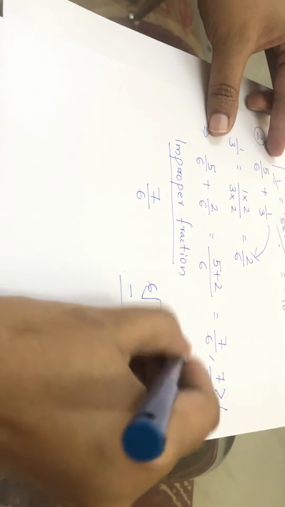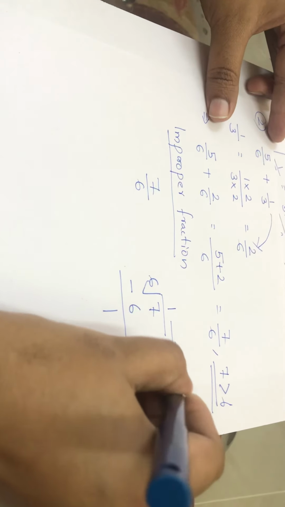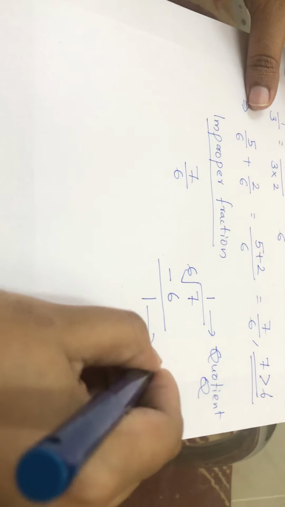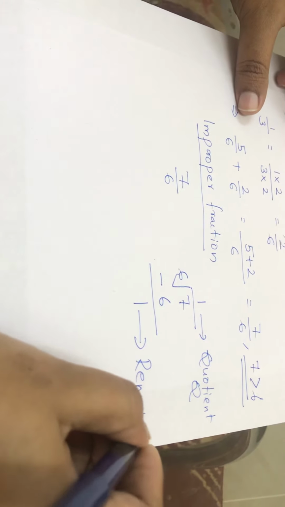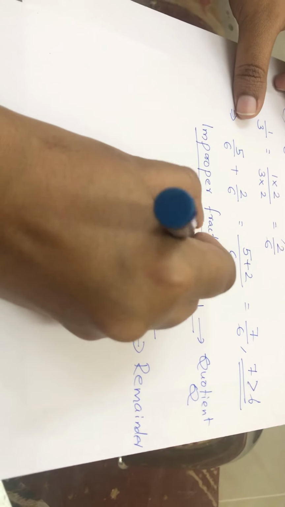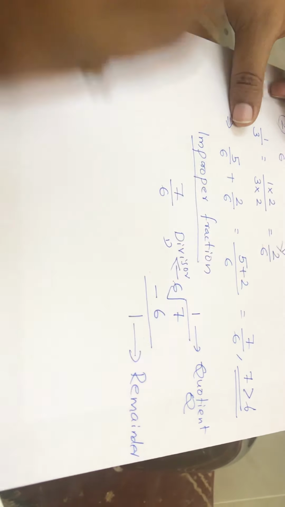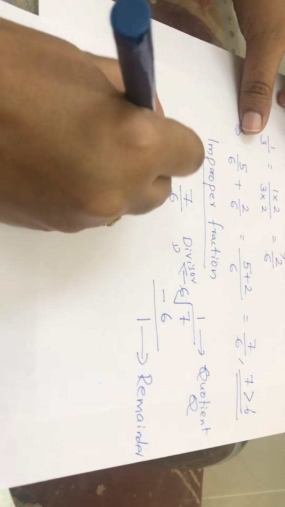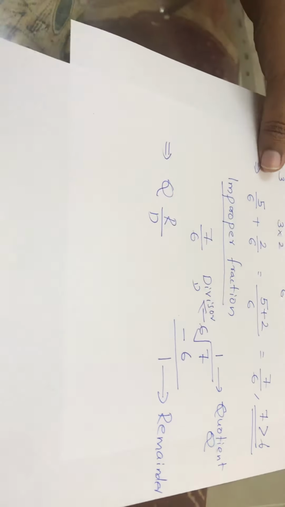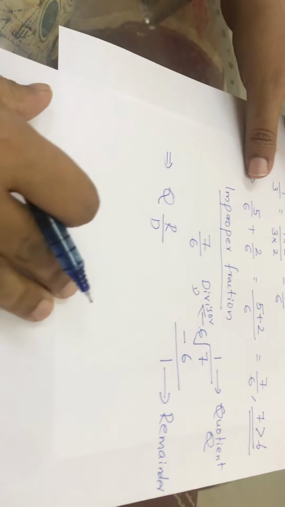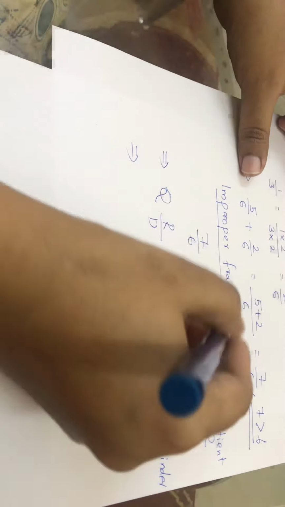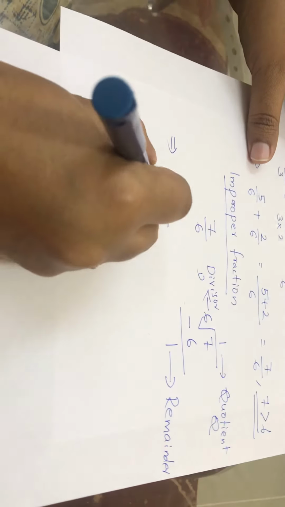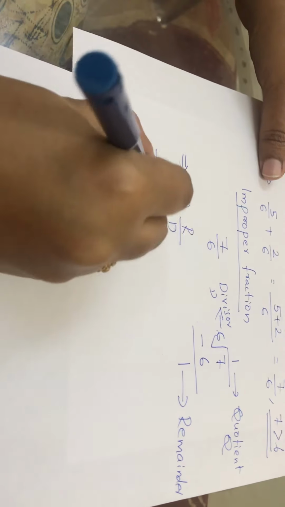So this is the number which we are writing here, we call it quotient or Q, and this is the remainder, R. Okay, and this is the divisor which we call D. So we already discussed in the class how we can write Q, R divided by D. This is an easy method to remember how we write a mixed number. So what is the quotient here? 1. What is the remainder there? 1. What is the divisor there? 6. So we can write like 1 and 1 by 6.